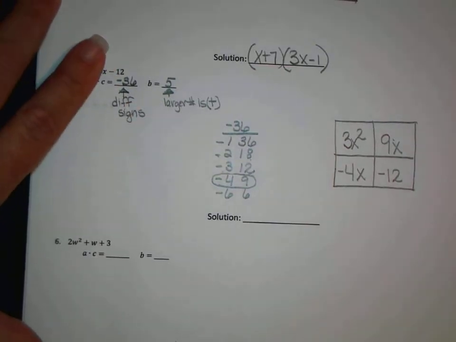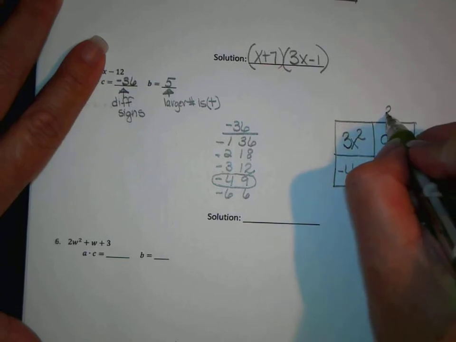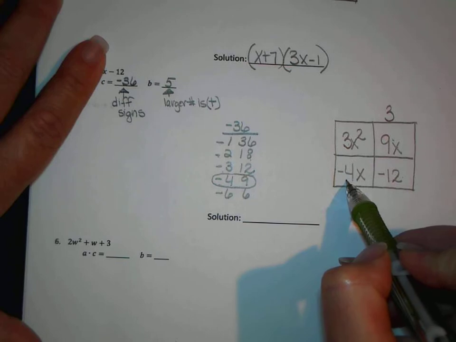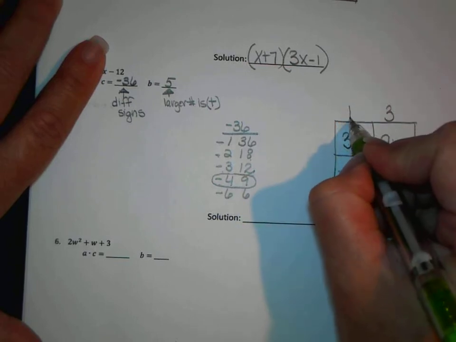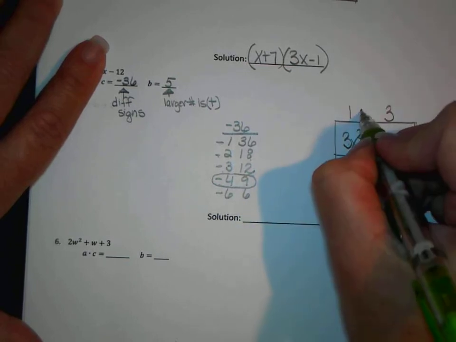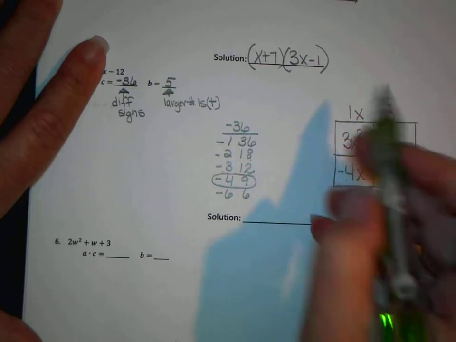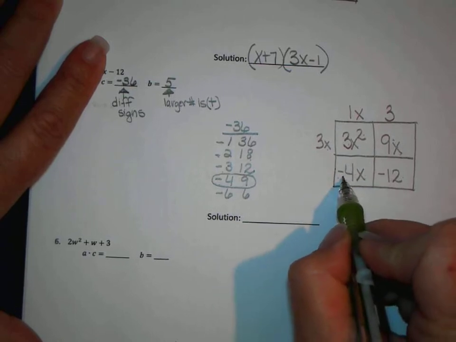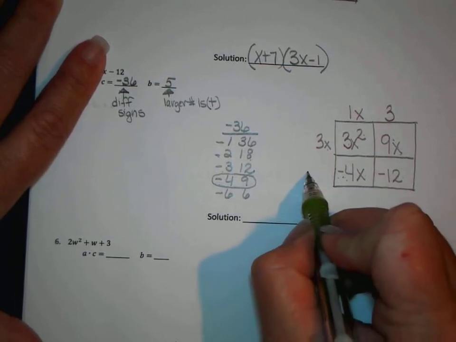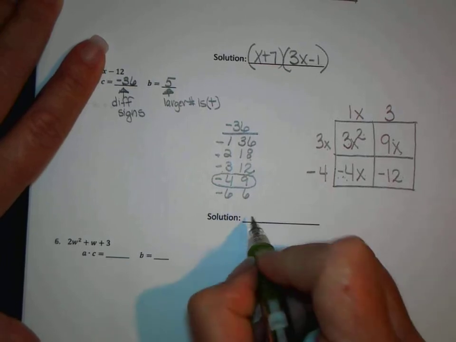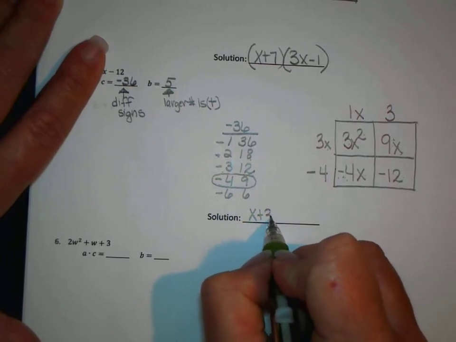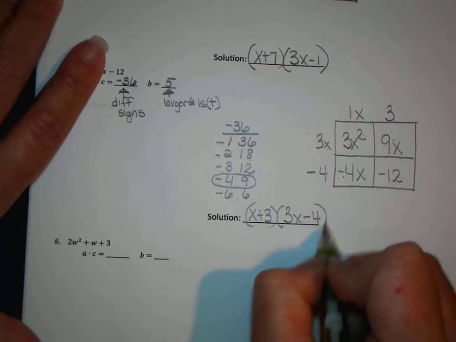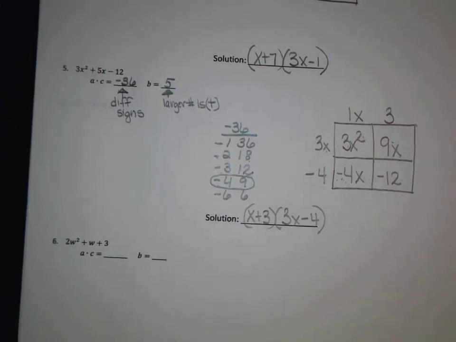What number can come out of 12? 3. x, and no, x can't give up an x. 3 and negative 4. That can only give up a 1. x squared and x is x. Then go this direction. GCF is going to be 3x. And then this direction, again, negative here. So that means this answer is going to be negative. So your solution is x plus 3, 3x minus 4. Okay.